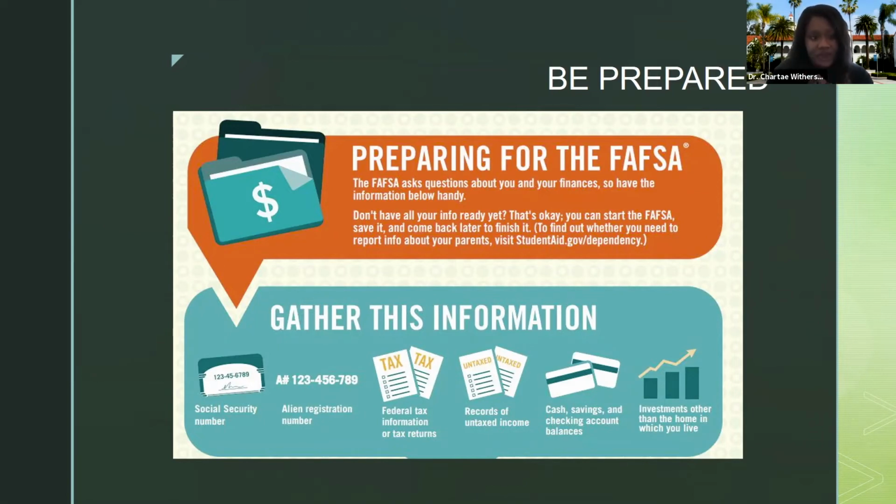Have that information there. Also, if you have the accounts, how much you have in your accounts, any assets, things like that. But the main things, again, your social security card or social security number for you and your parents if you're a dependent, and your tax information for both you and your parents if you are a dependent student. If you're independent, it's just your information.